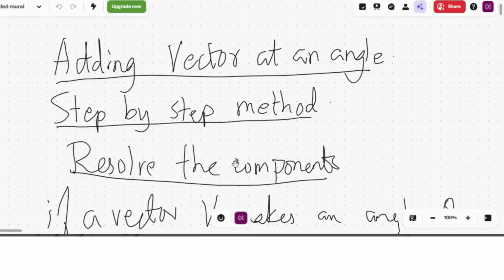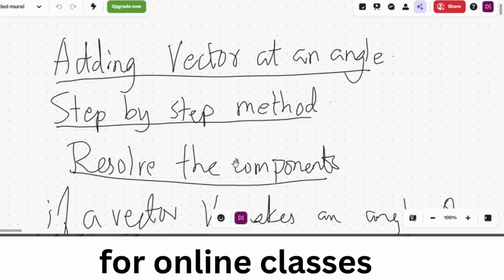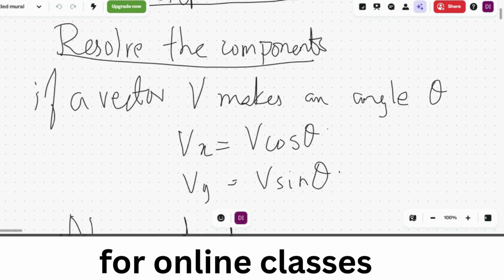Hello, today we are going to talk about adding vectors at an angle. So we are going to solve this type of question by the step method. First of all, what we have to do is resolve the components.